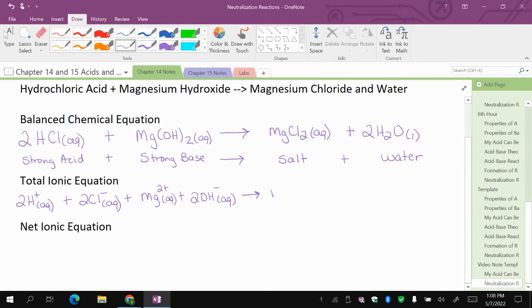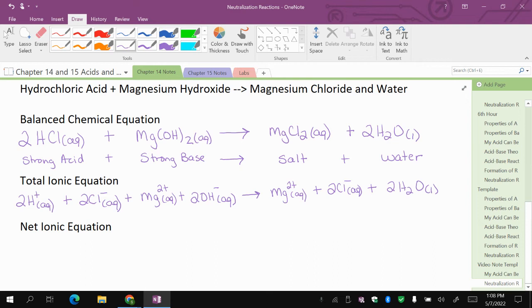Magnesium chloride is magnesium cations, and chloride anions. And then water here is a liquid. It does not form ions in solution, so you don't show any ions. You just write it as your 2 molecules of water. So that's the total ionic equation. It shows us all the ions in solution.